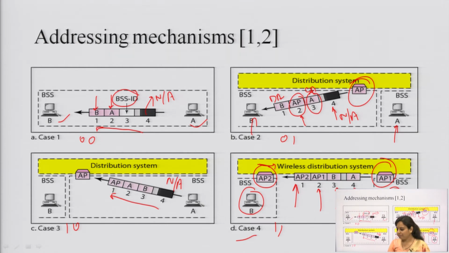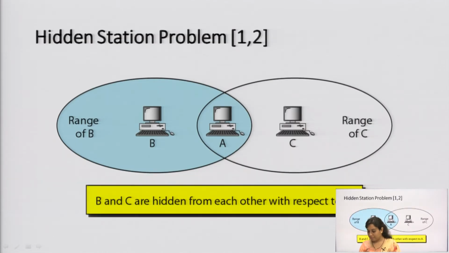Now, this is the variation which is shown in the form of a diagram. Next, there are some problems if one computer is present in one particular area, that is the basic service set, and another computer is present in another basic service set, that is the BSS, and both want to exchange their information. In that case, it is known as the hidden station problem.